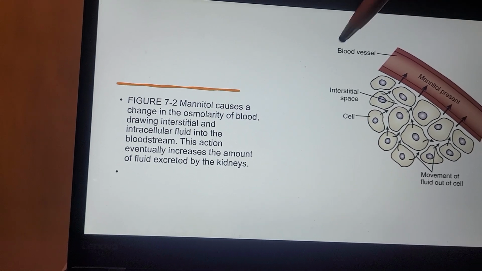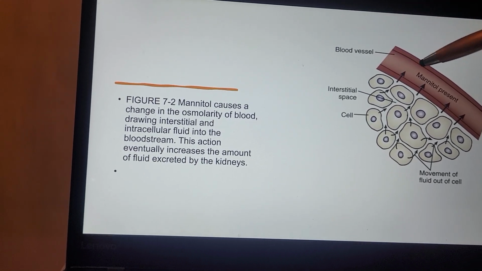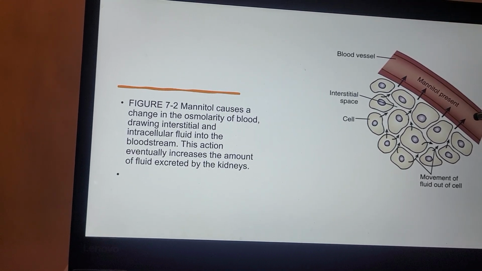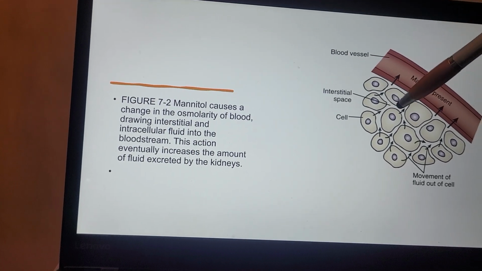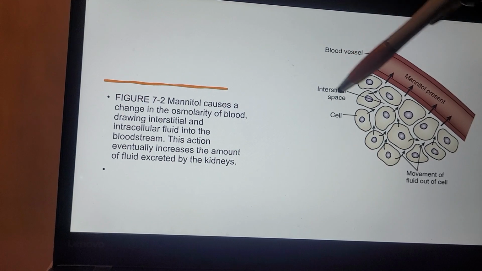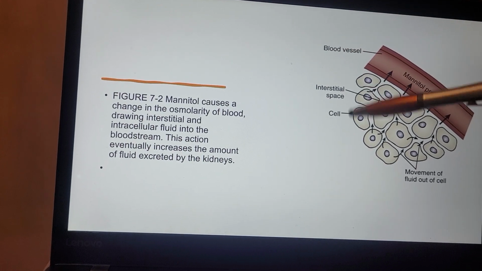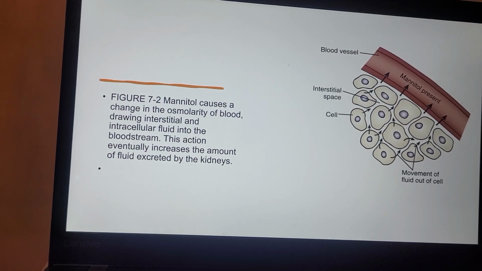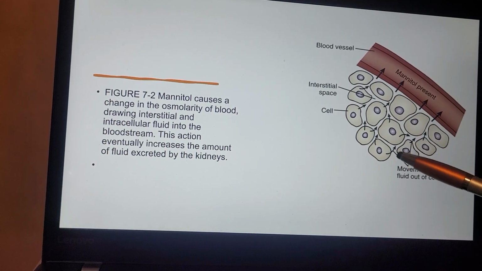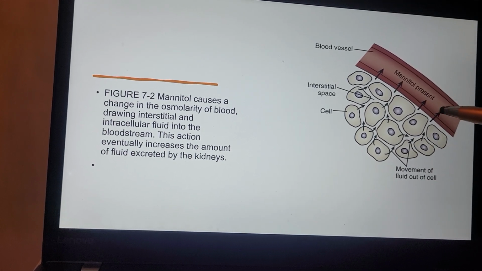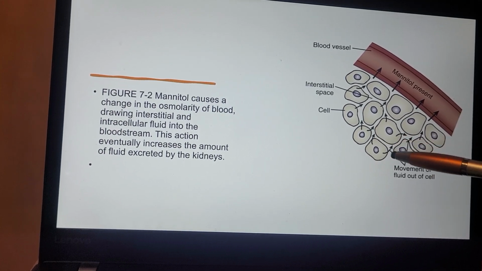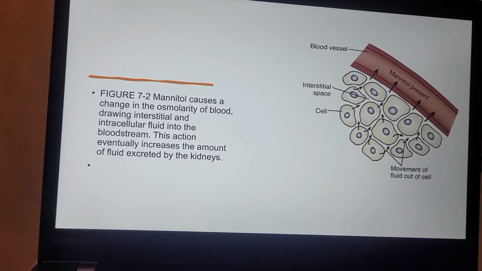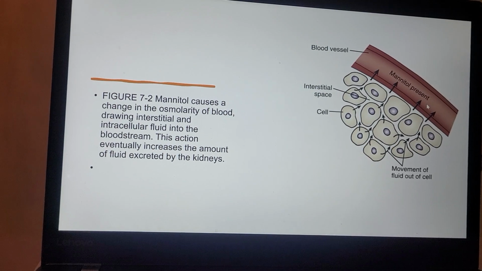You can see here the blood vessels, and this is where the mannitol is present. We have here the little spaces, the interstitial spaces. Right here we have the cells, and you can see between the spaces where it's spreading and going in is the movement of the fluid out of the cells going into the mannitol where it's present.